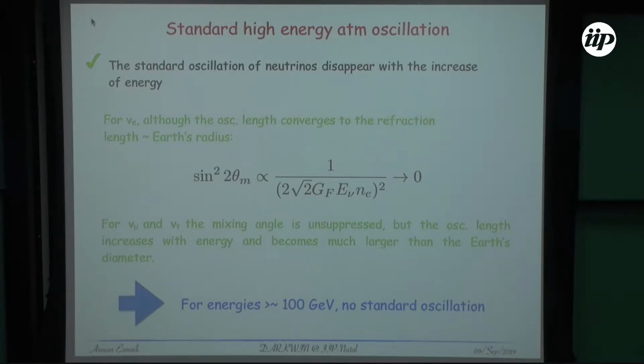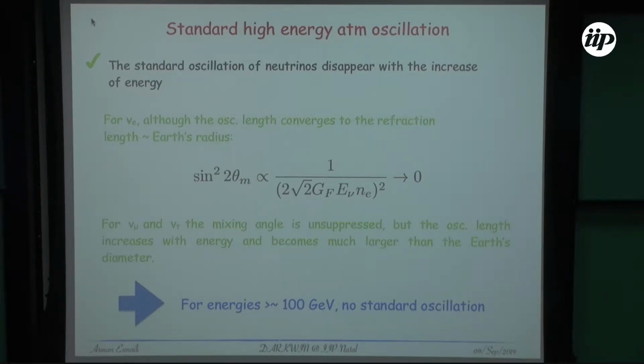But because there is a matter effect, when the energy goes up, the effective mixing angle will go to 0, so there will be no oscillation for the nu e at high energy. For the nu mu and nu tau it is the opposite. There is no matter effect for them, so there is no suppression due to the matter effect. But the oscillation length will grow and will be much larger than the diameter of the Earth, so there will be no oscillation again for the nu mu and nu tau.